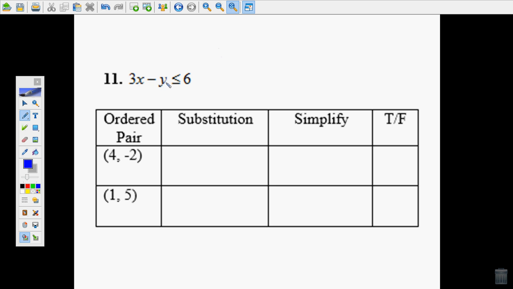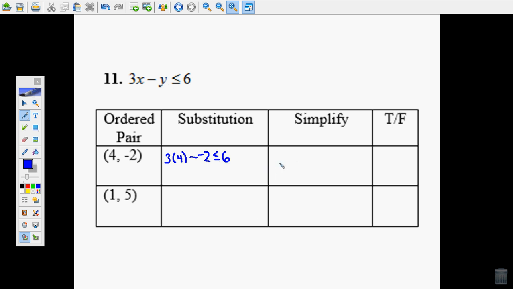So let's flip over to problem number 11 and look at how we would set it up. This time we have 3x minus y is less than or equal to 6. That's our two variable inequality. And the first point we want to check is 4, negative 2. So what number would you replace the x in this problem with? 4. So instead of 3x, it's 3 times 4. Minus, what number do you replace the y with? Negative 2. So minus negative 2. There's two negative signs there: minus because it was there to start with, and negative 2 because that was the y value. Less than or equal to 6. So just copy that part down.